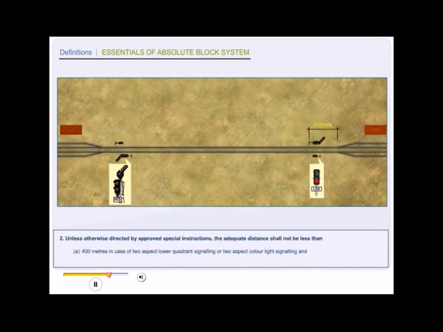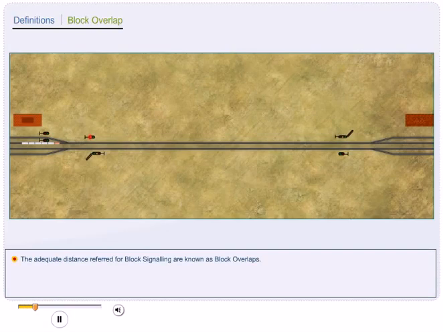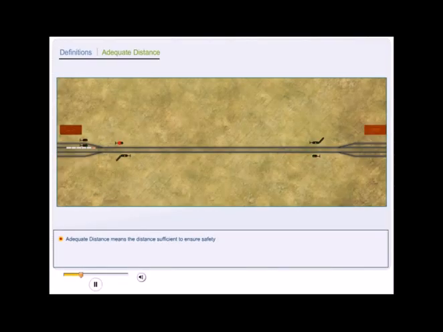Unless otherwise directed by approved special instructions, the adequate distance shall not be less than 400 meters in case of two-aspect lower quadrant signaling or two-aspect color light signaling, and 180 meters in case of multiple aspect signaling or modified lower quadrant signaling. The adequate distance referred for block signaling is known as block overlap. Adequate distance means the distance sufficient to ensure safety.